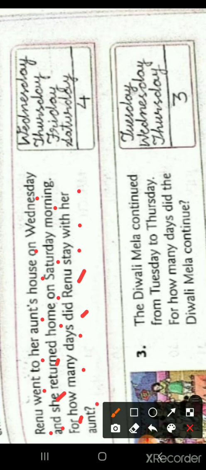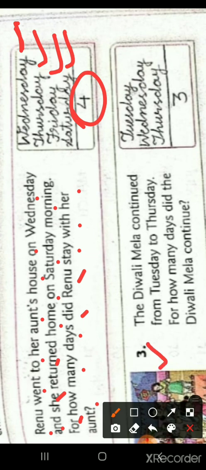So you have to write from Wednesday, after that Thursday, after that Friday, and up to Saturday you have to write, because she returned on Saturday morning. So how many days did she stay with her aunt? You will count Wednesday, Thursday, Friday, Saturday. It means 4 days she stayed with her aunt. Like this you will write.